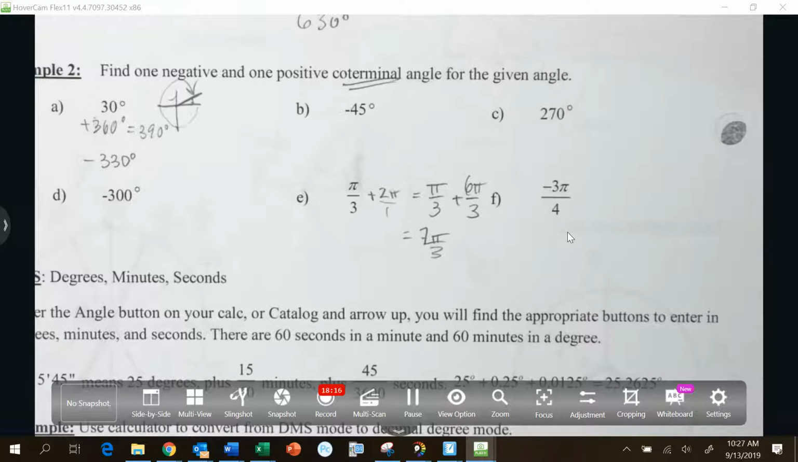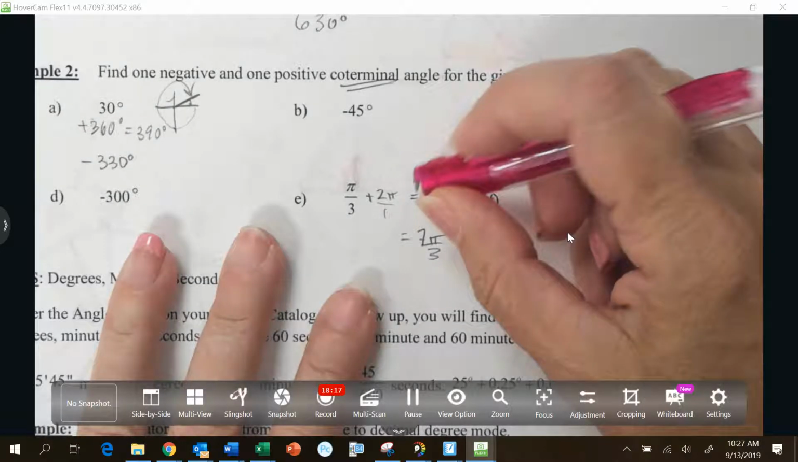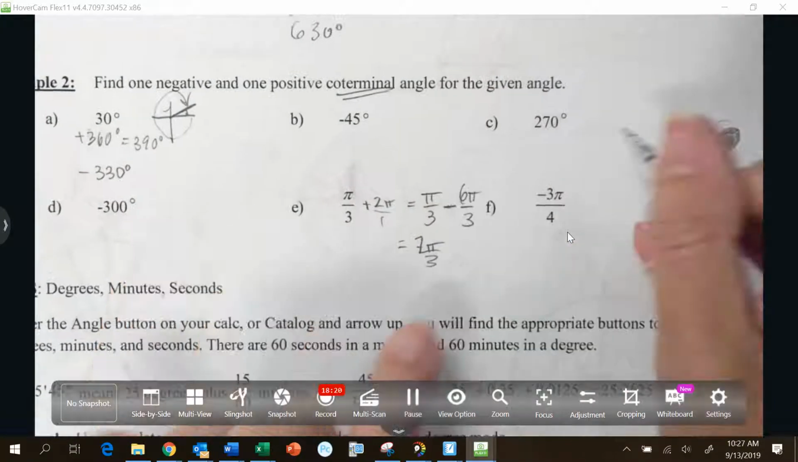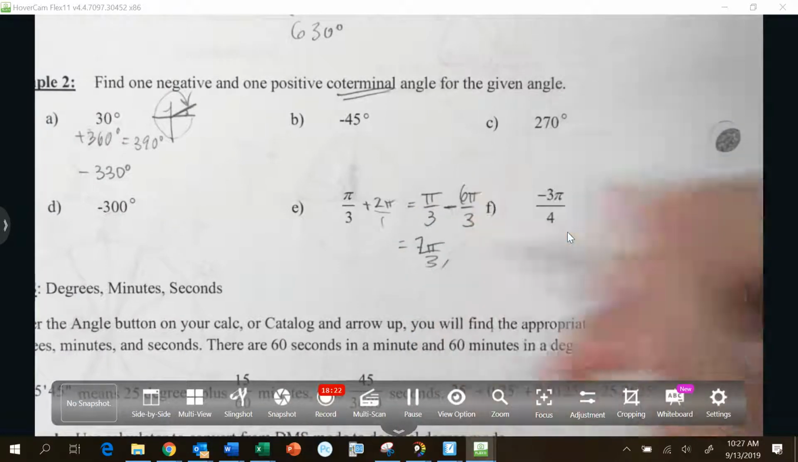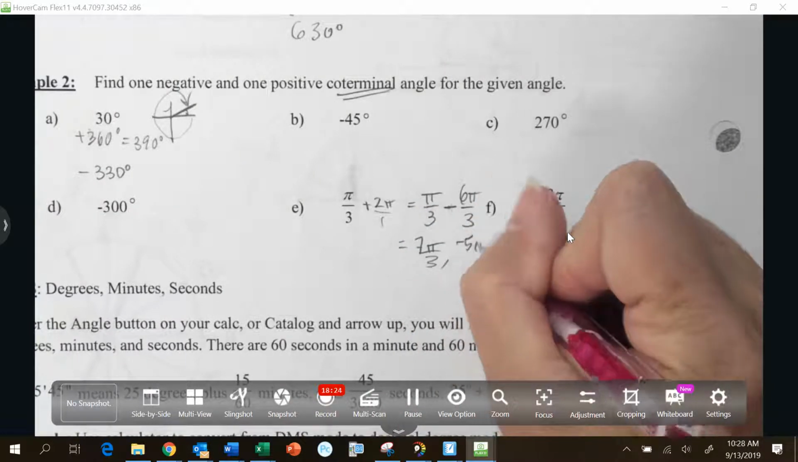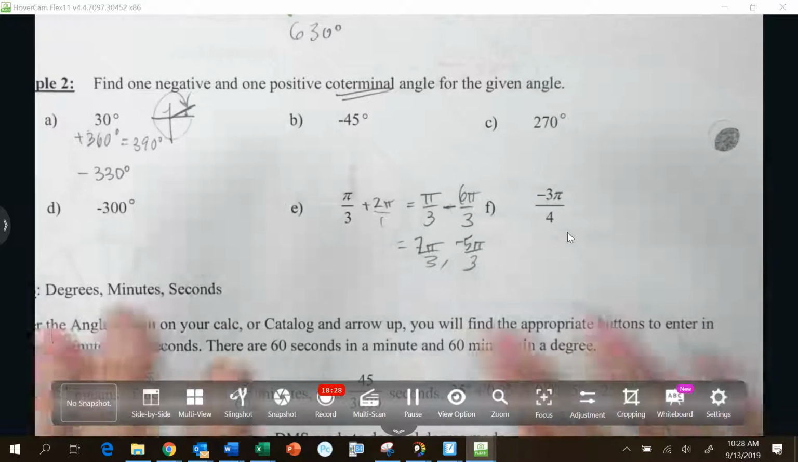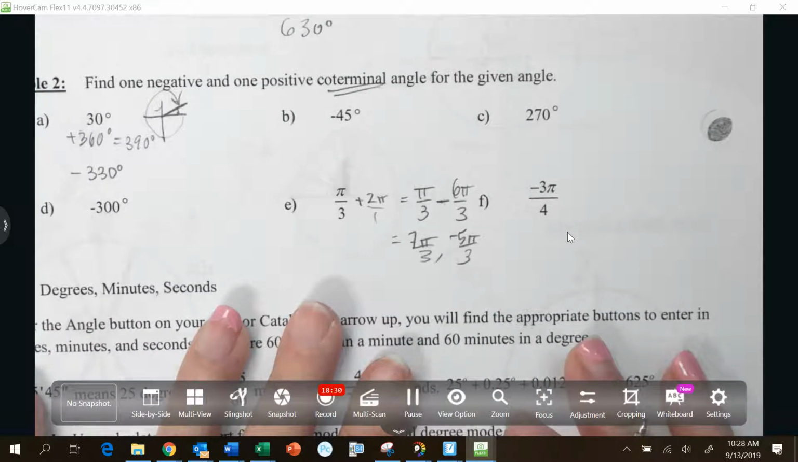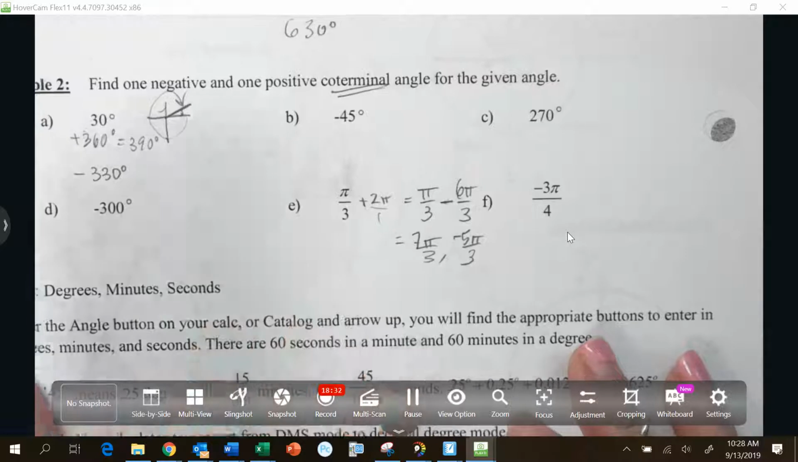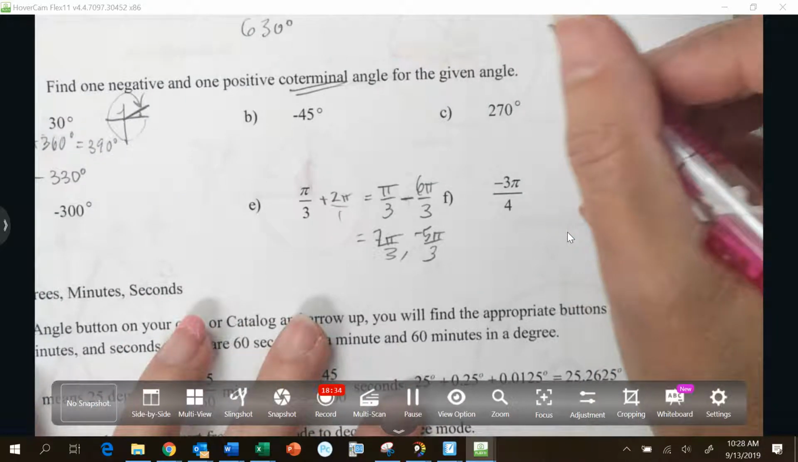To get my negative answer, let's subtract 2 pi, or subtract 6 pi over 3. Negative answer would be negative 5 pi over 3. So we are adding or subtracting 360, or adding or subtracting 2 pi.